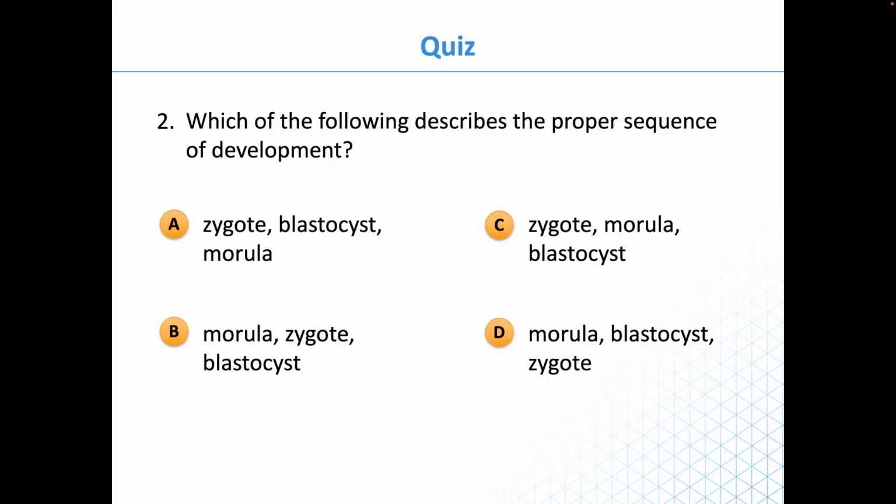Yeah, for us, the proper sequence of development. Huh? No, your 10 is 10.